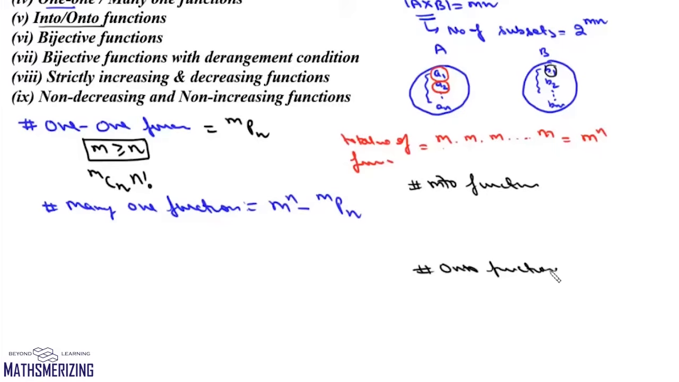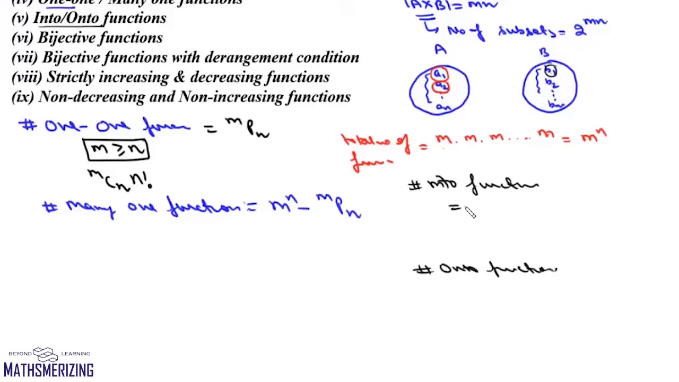Now in one of the previous videos, we have already discussed in detail how to work out a formula for the number of into functions and the number of onto functions. I'll provide the link to that video in the description below, so you can follow the proof of the formula. Here, I'm just going to write the formula.